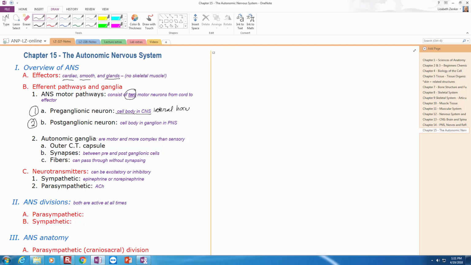Post usually means after, but that's where some of the terminology gets confusing. So just know you have two, and you're going to have to memorize the first neuron is preganglionic, the second neuron is called postganglionic. Okay, and those are our motor neurons exiting.